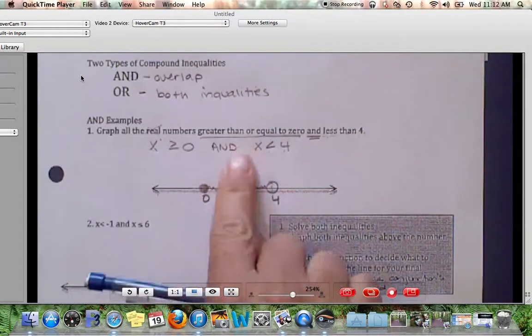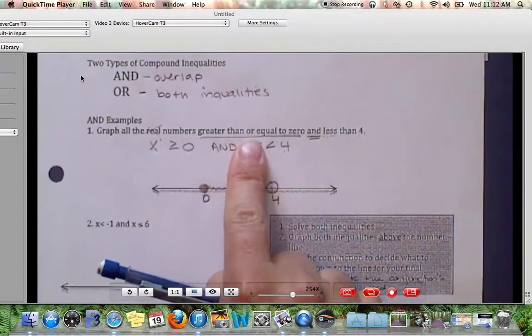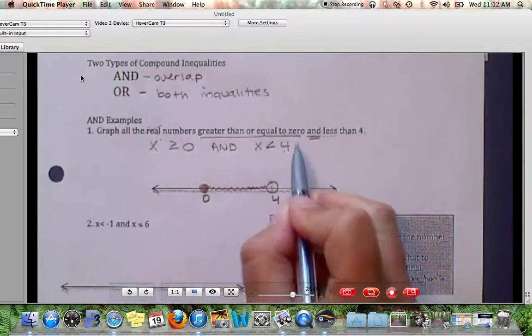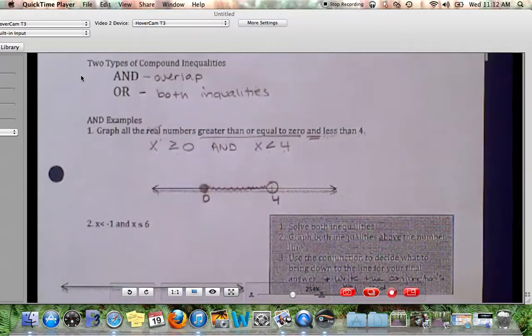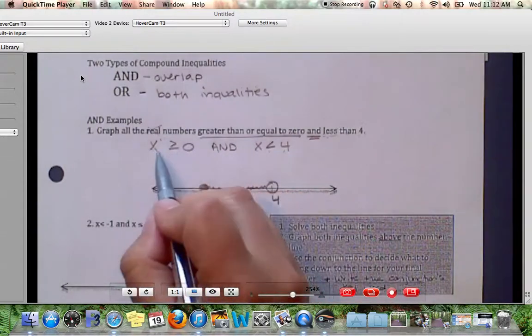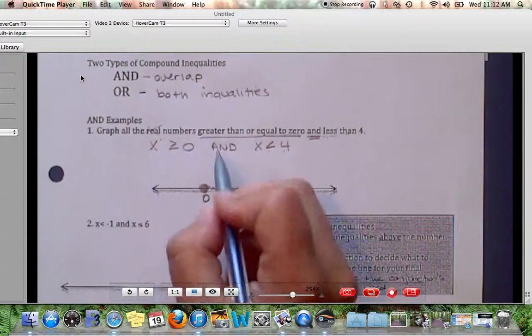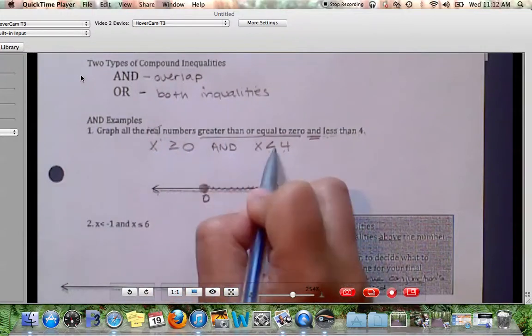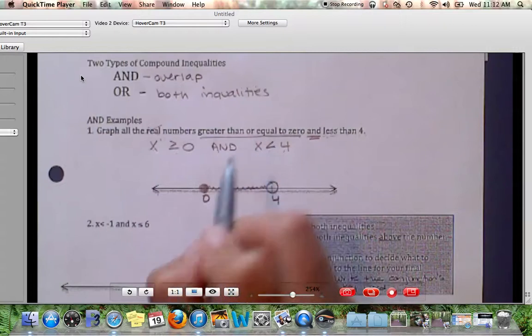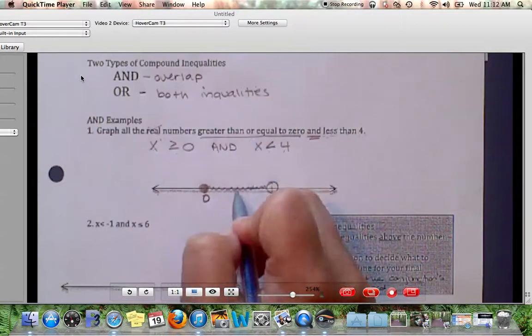You can't just do this: x is greater than or equal to 0 and less than 4. You have to have a complete inequality here and a complete inequality here. Now, if we were to graph these, this is what would happen. x is greater than or equal to 0. What we'll do for a compound inequality is we're going to graph the original inequalities above the number line, and then the final one comes down to the graph.